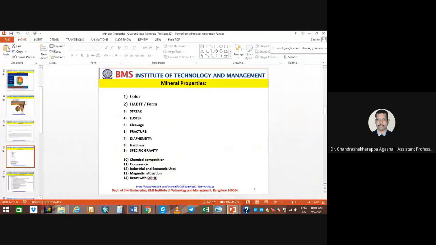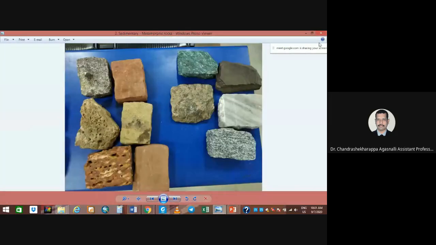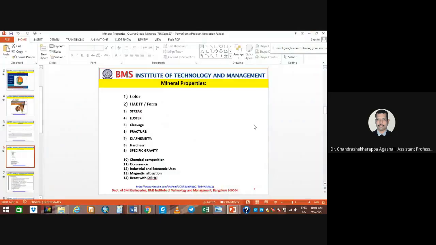Let's go back to the rocks and minerals. Okay, you understand. First is the rock, which is an aggregate of minerals. Okay, what is a mineral? A mineral is a naturally occurring substance which has a specific chemical composition and internal atomic structure.